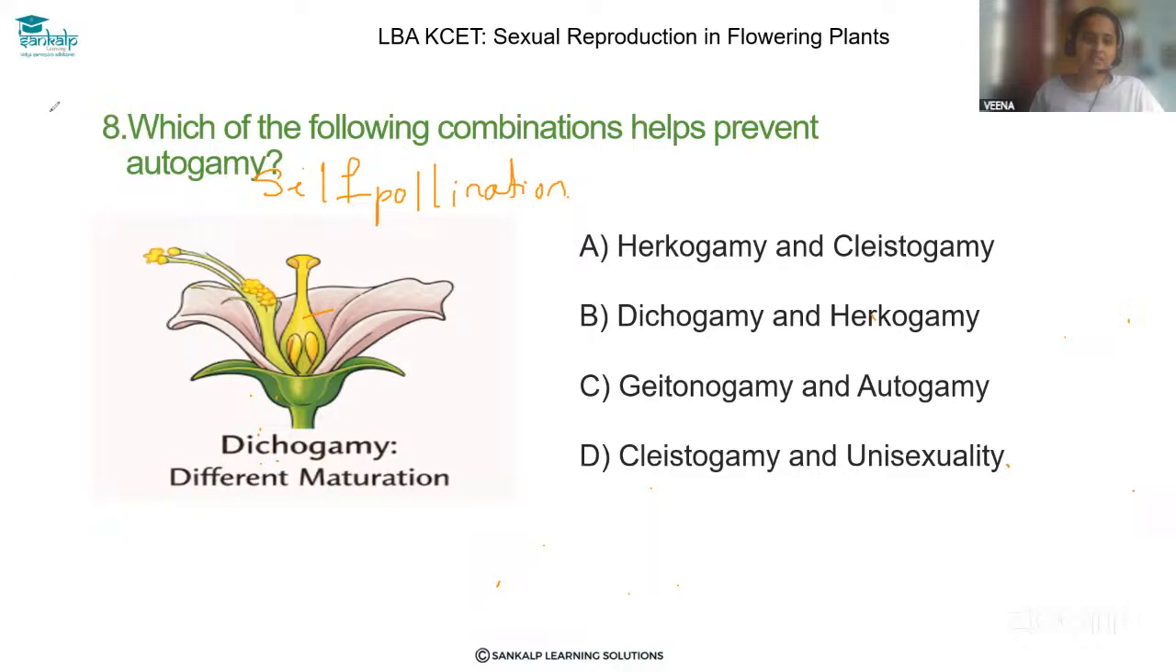So the correct answer is option B, that is dichogamy and hercogamy.